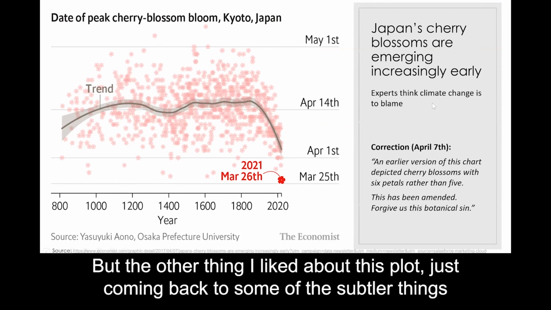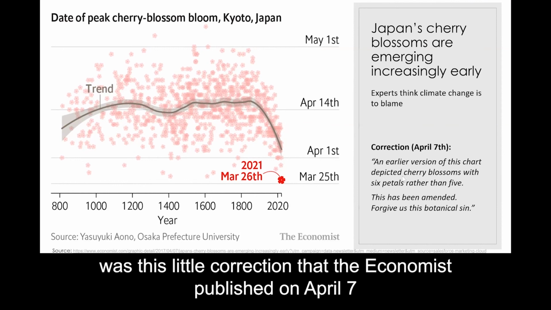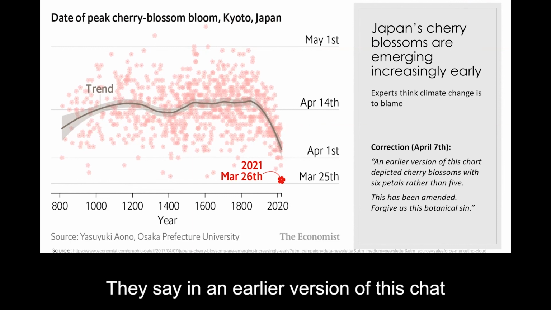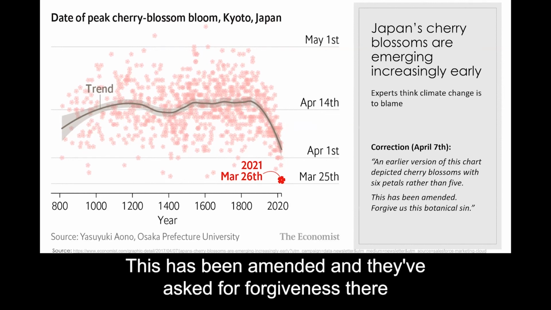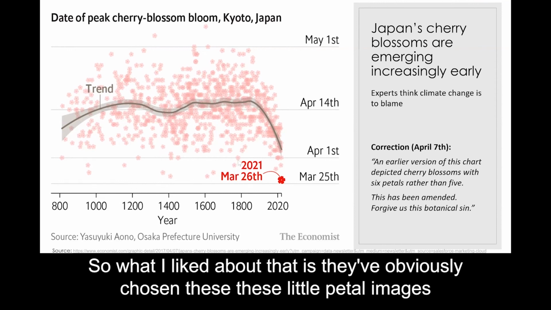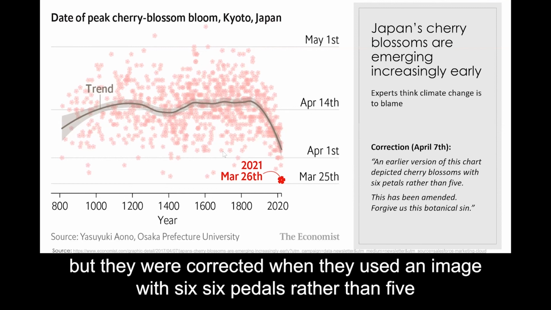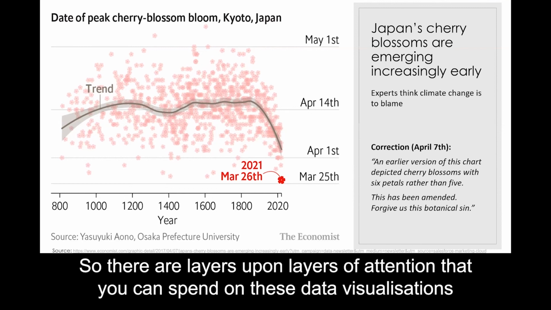But the other thing I liked about this plot, coming back to some of the subtler things, was this little correction that the Economist published on April the 7th. They say in an earlier version of this chart, they depicted the cherry blossoms with 6 petals rather than 5. This has been amended and they've asked for forgiveness there. What I liked about that is they've obviously chosen these little petal images, but they were corrected when they used an image with 6 petals rather than 5. So there are layers upon layers of attention that we can spend on these data visualizations.